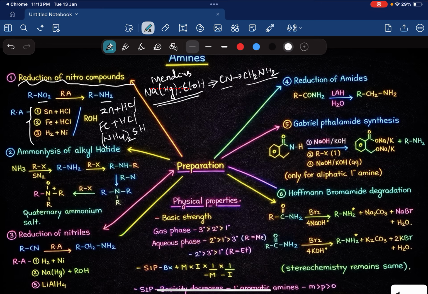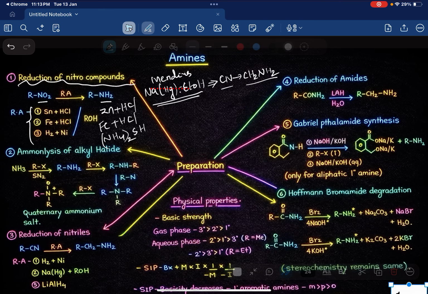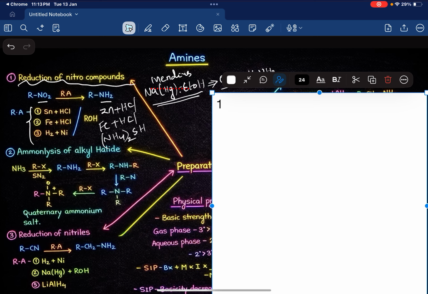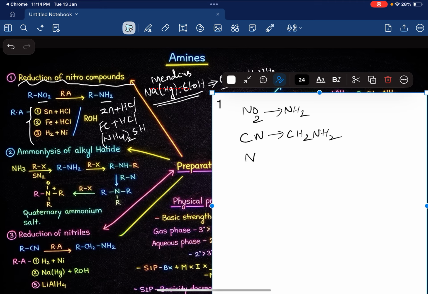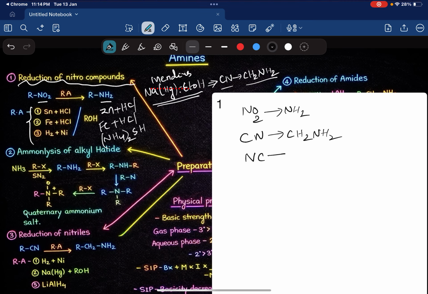So these are all the reducing agents which are used to reduce nitro compounds to amines, and we can also reduce some other compounds with the help of these reducing agents. Those are NO2 to NH2, CN to CH2NH2, NC, like isocyanide, to NHCH3, and CONH2 to CH2NH2.